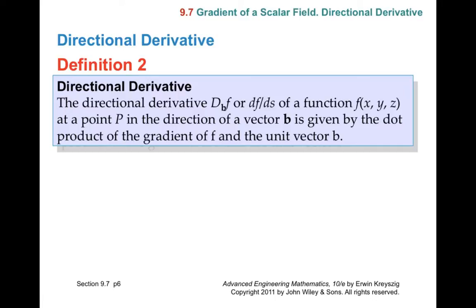Sometimes it's useful to define a directional derivative. This gives an indication of the rate of change of a scalar field in a given direction. That can be done by basically taking the gradient and then finding the dot product of the gradient with a unit vector. The unit vector represents the direction of interest.